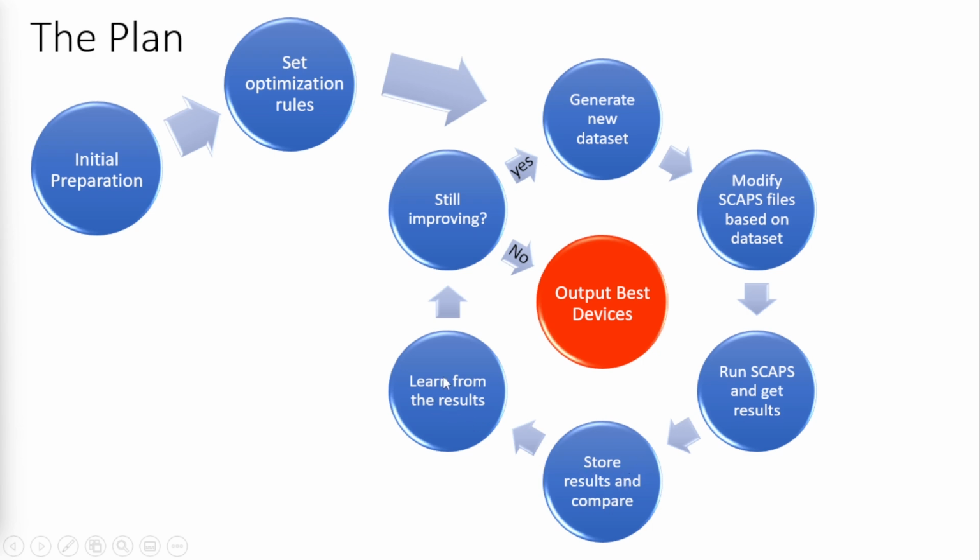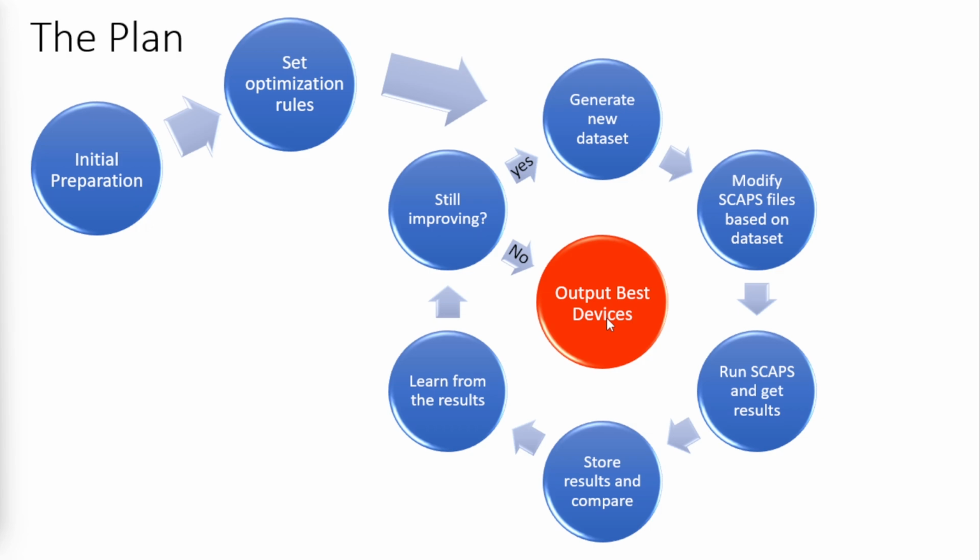So the model will learn from the results, and if it's still improving, it will generate a new data set based on its experience. It will keep doing this loop until it's not further improving, and it will generate the best device.